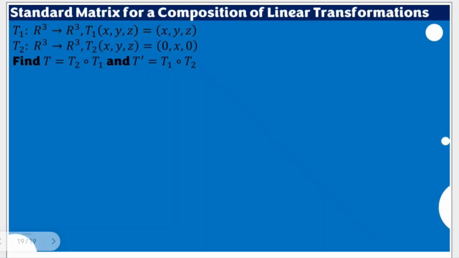This time, we are going to show the standard matrix for a composition of a linear transformation. We did standard matrix for linear transformations in the previous videos. Here, we are going to show the standard matrix for a composition. We have these two forms here. This is the first composition.